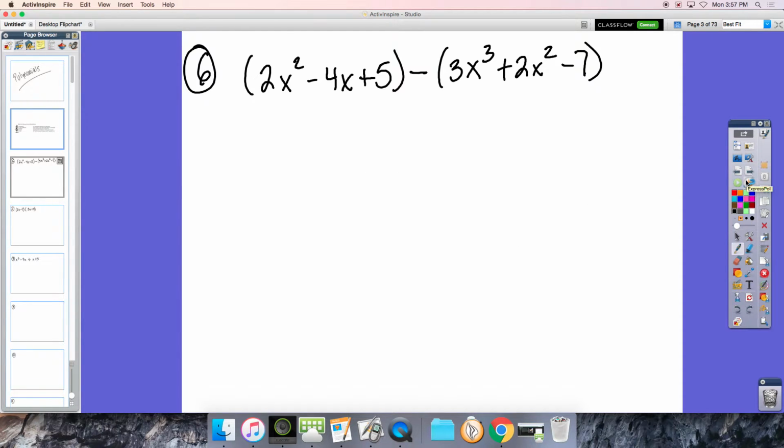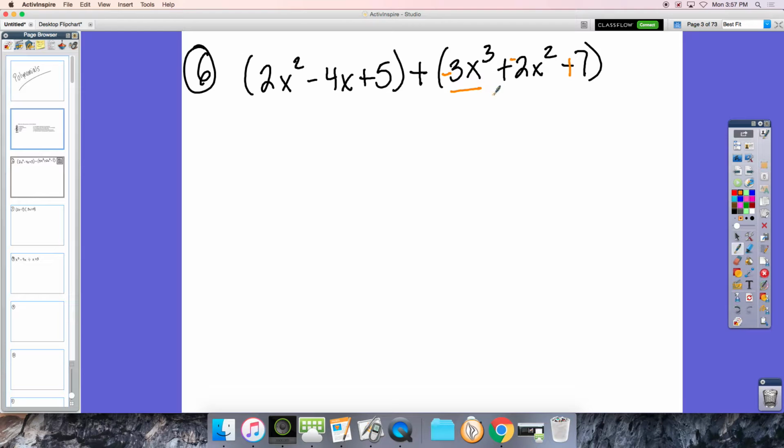For number 6, you have to subtract. The important thing to remember when subtracting is you need to distribute this negative. So this becomes a positive, and everything else behind it changes into a negative. So it would be negative 3x cubed, negative 2x squared, and positive 7. Then you just combine like terms.